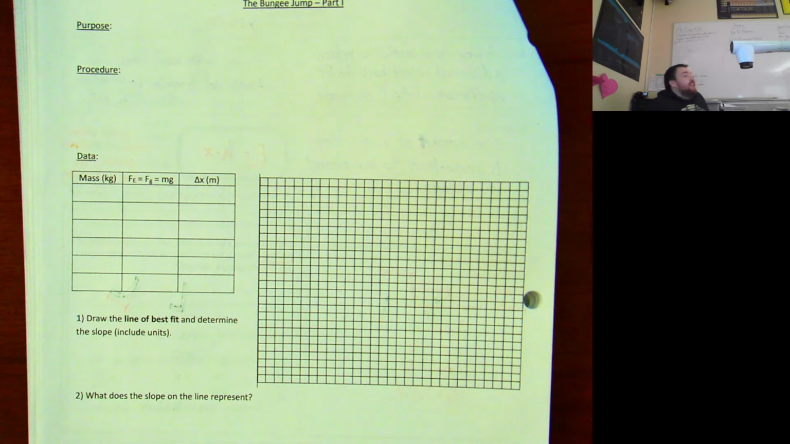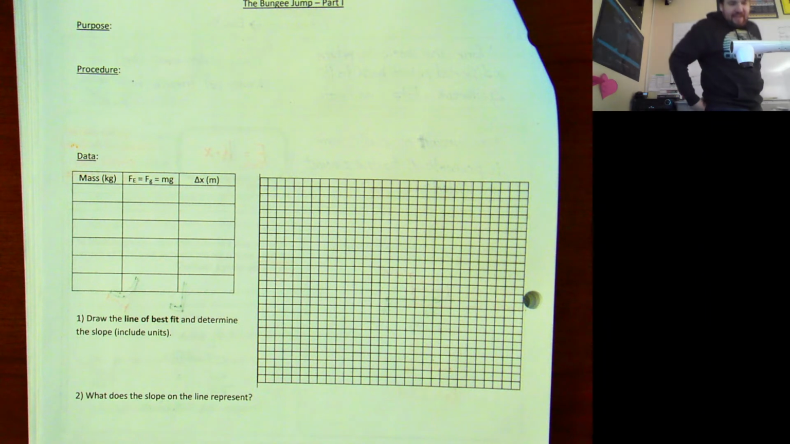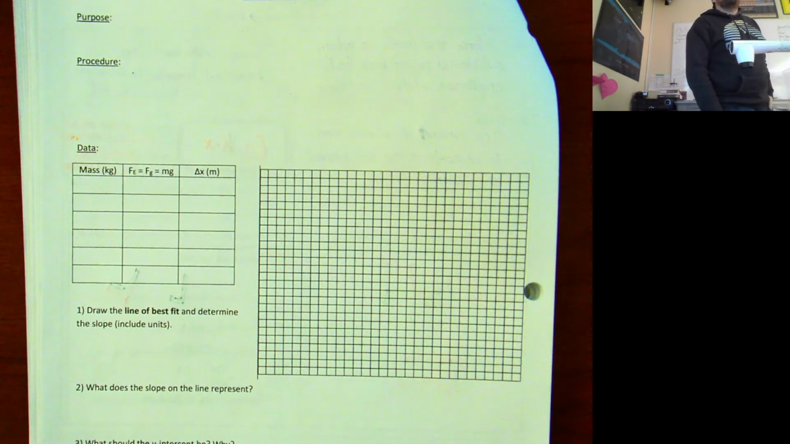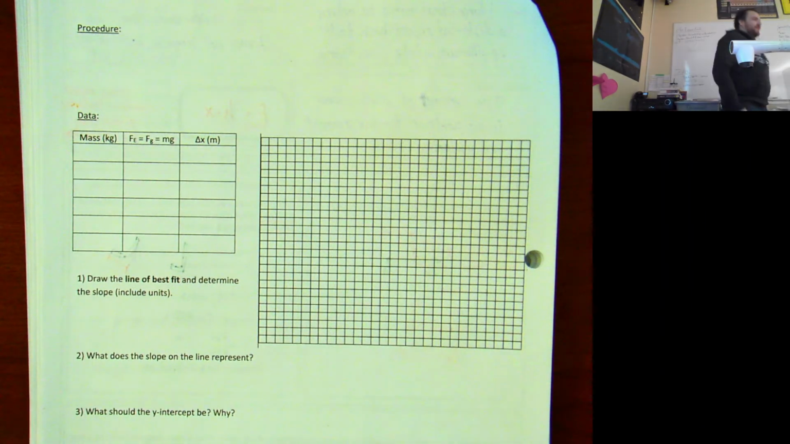So we're going to do the bungee jump. Now, I went and talked to Mr. Morrison while you guys were working on that first question, and we're running out of weights. Sorry, I shouldn't use that word. We're running out of masses to actually use, so I can't give you masses to do this.